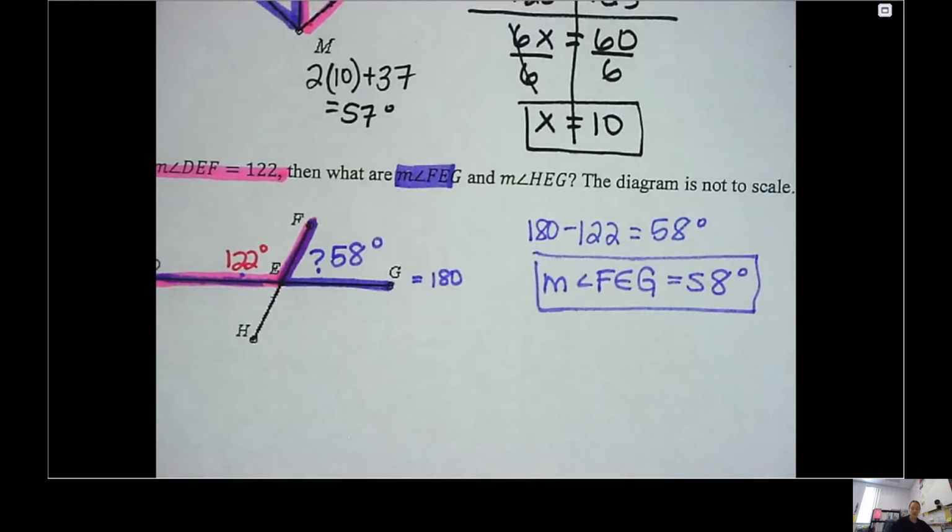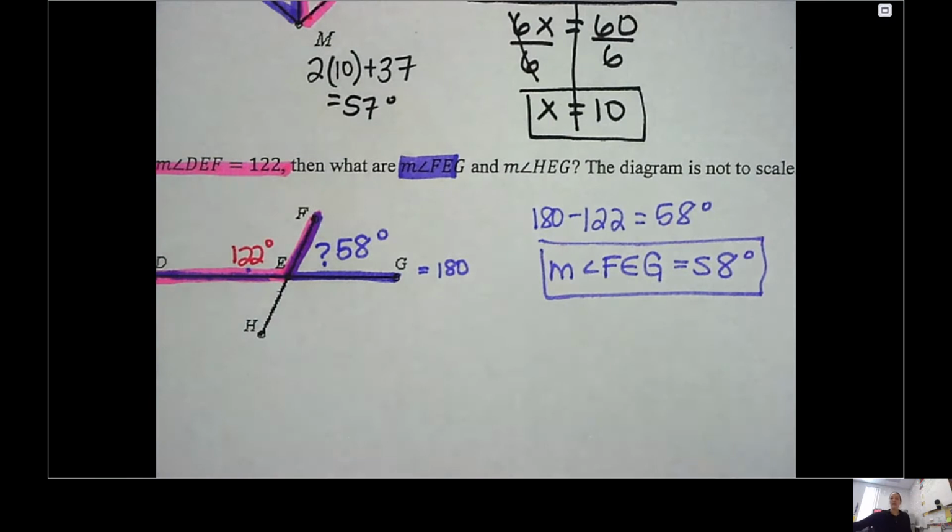Now that's just the first part. The second one asks me, what is the measure of angle HEG?